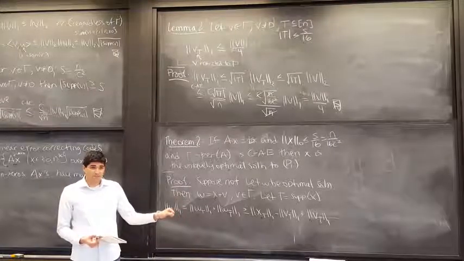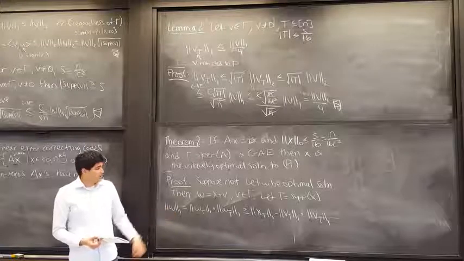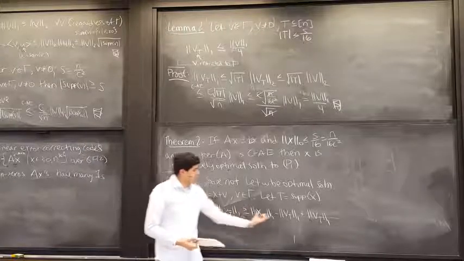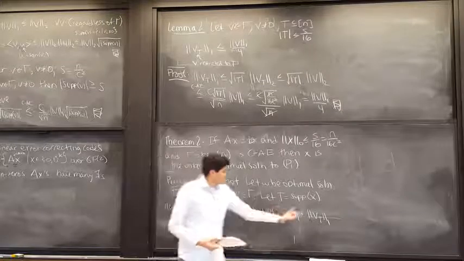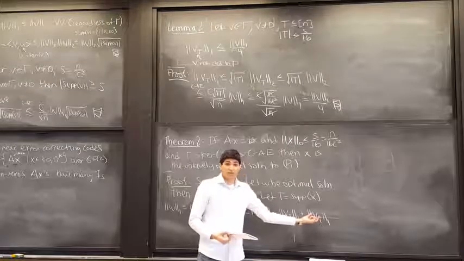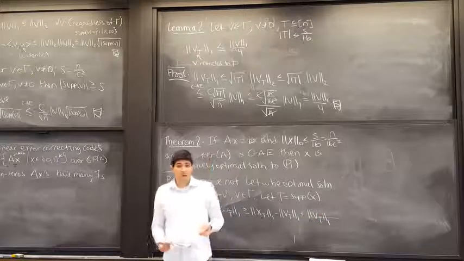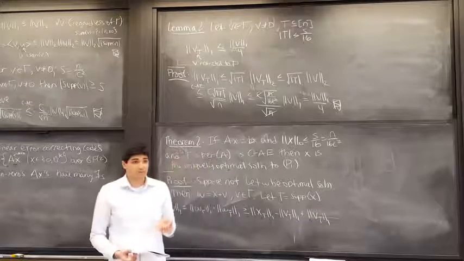Does this make sense to everyone? Yep. This is just saying that this term is lower bounded by this, just by triangle inequality. And this term is actually equal to this because XT complement is actually 0.